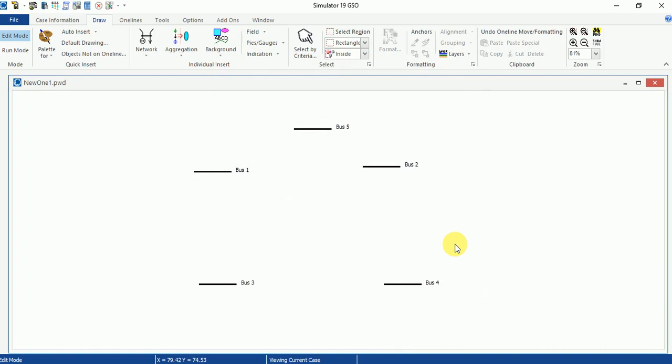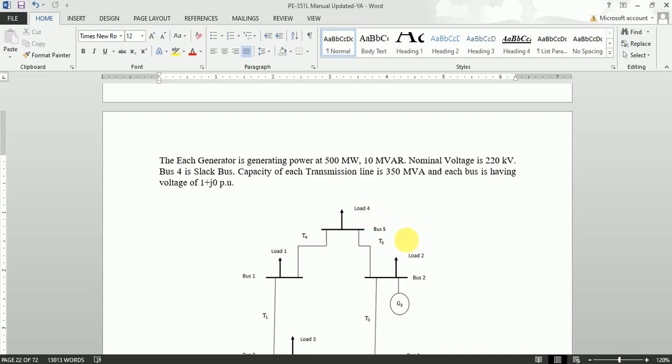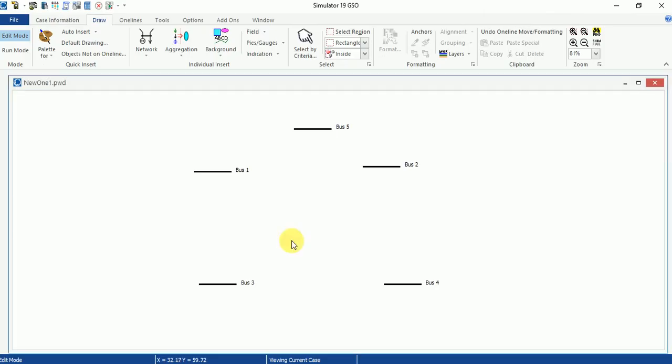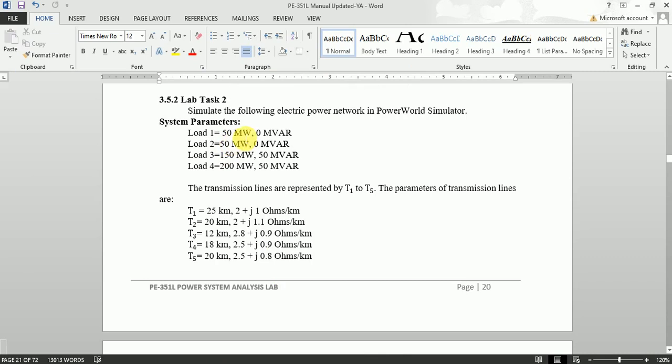Now we must add the loads. As you can see, there are 4 loads inside the system: load number 1, 2, 3 and 4. So let's add the loads one by one. Since load number 1 has a value of 50 megawatts, and load number 2 has the same value as load number 1.